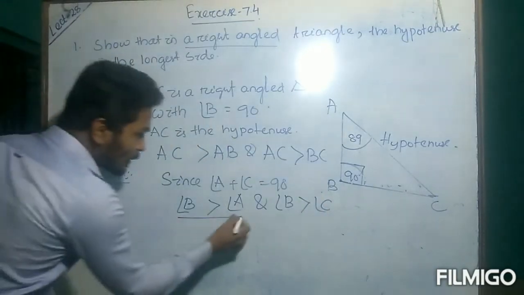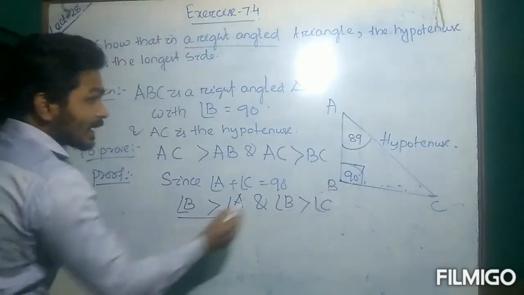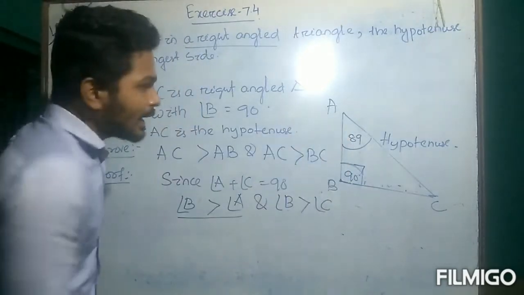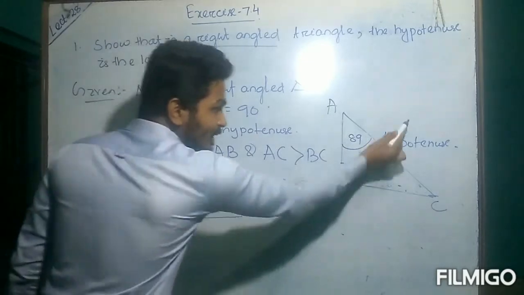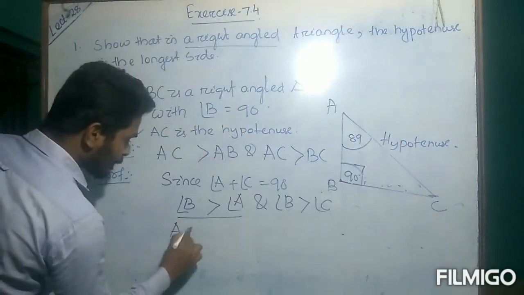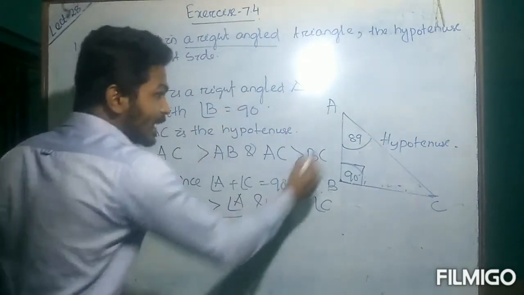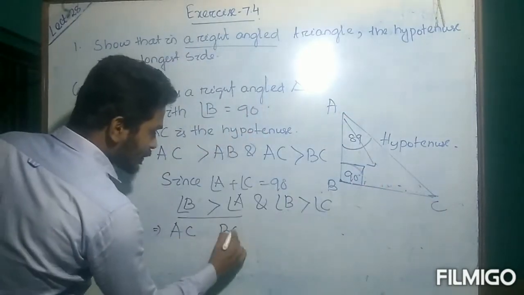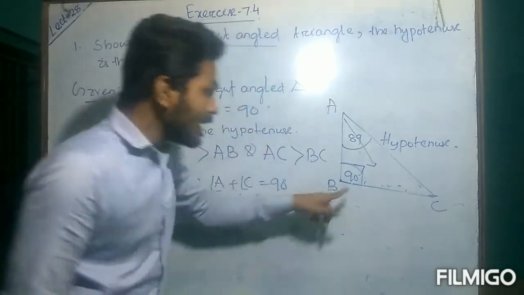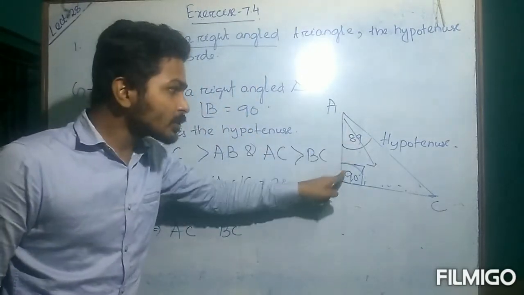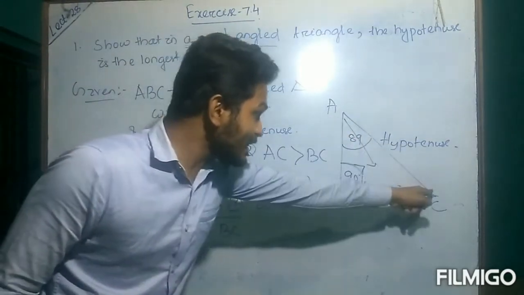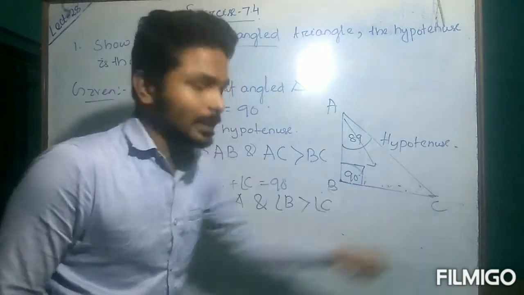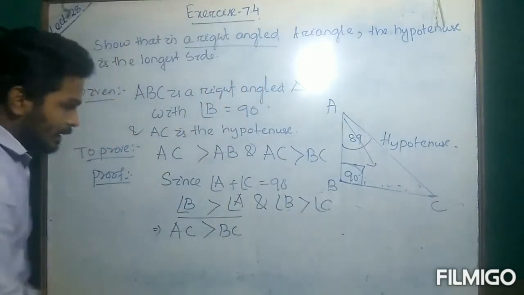Here, since we know the angle B is greater than angle A, and what is the opposite side of angle B? That is AC. And what is the opposite side of angle A? That is BC. So according to theorem 7.7, this angle is larger than this angle, so the opposite side of this angle, that is AC, must be greater than this BC. Clear?